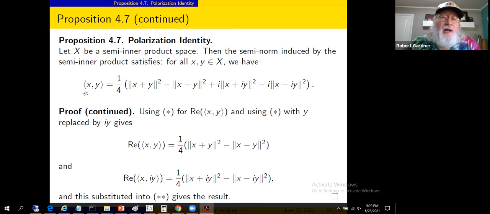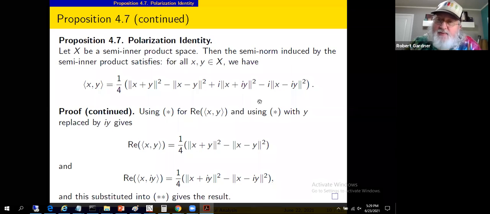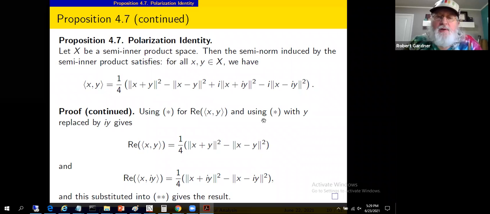So if we write the inner product of x and y as the real part of the inner product plus i times the imaginary part, we pick up an i in writing it as real part plus i times imaginary part. That's where the i comes from, substituting in there, and that's exactly what was claimed.